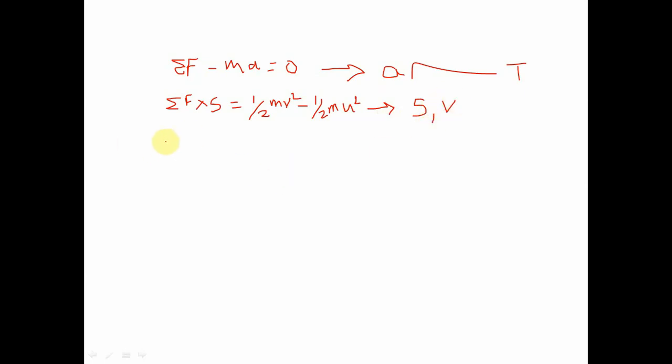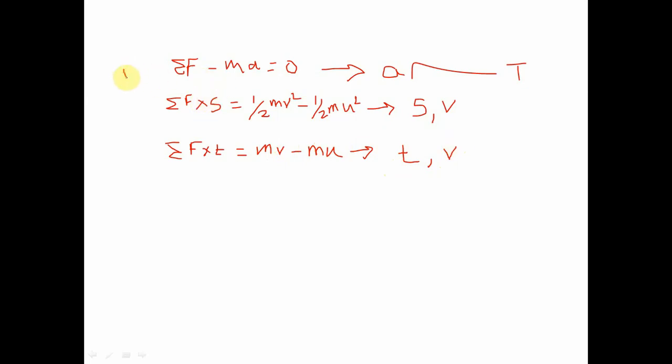Now the next principle we are seeing, that is the impulse momentum principle, that is summation F into t is equal to change in momentum, that is mv minus mu. Now this principle is used if it is asked to find either time or velocity. Understand?